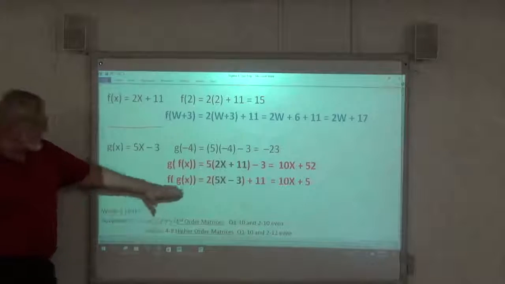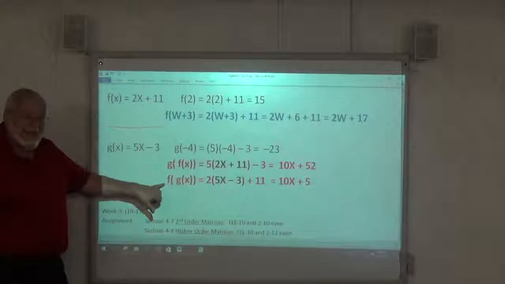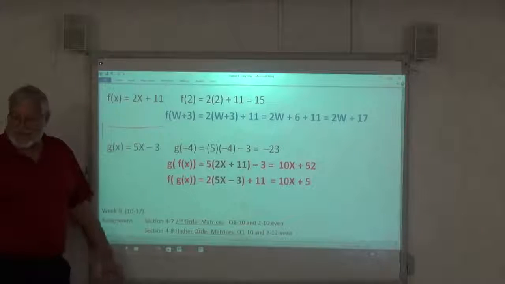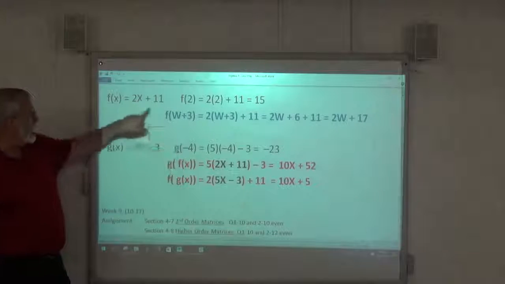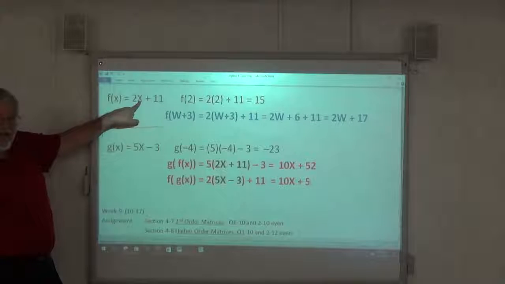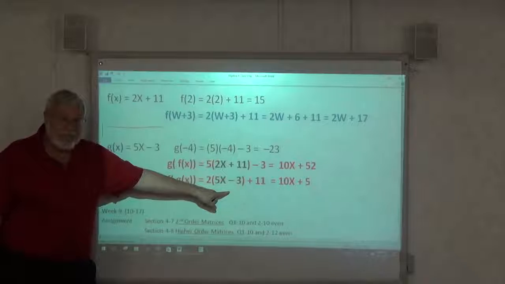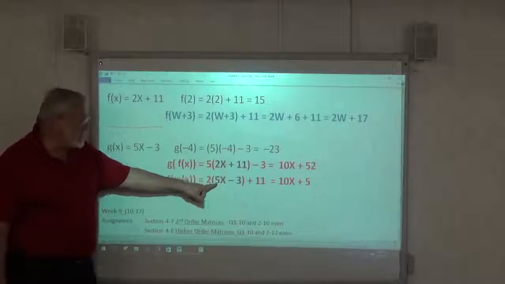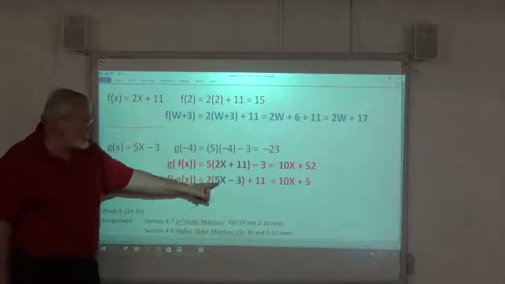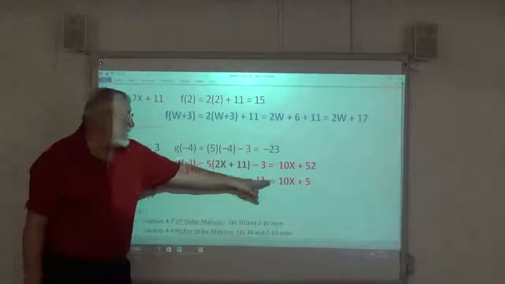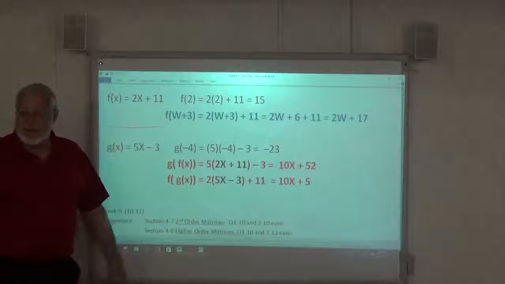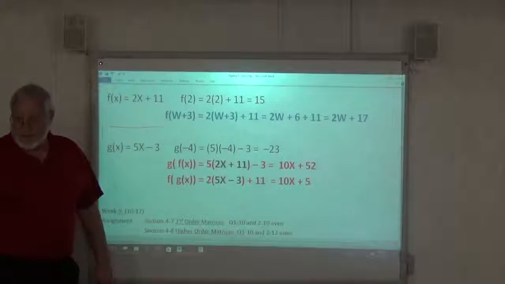All right, and so then this is f of g of x. Here I'm going up to this x, and I'm replacing it with all of g. So now it's 2 times 5x, which is 10x minus 6 plus 11, which is 10x plus 5. So these are called composite functions.